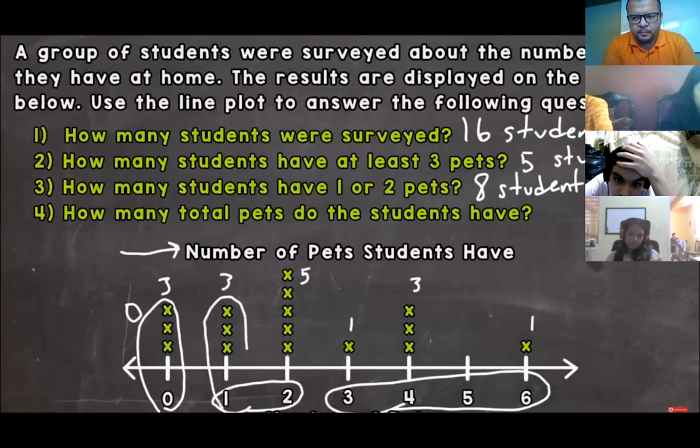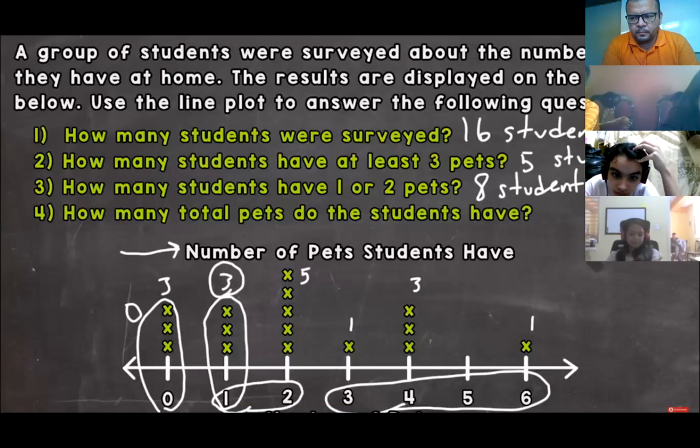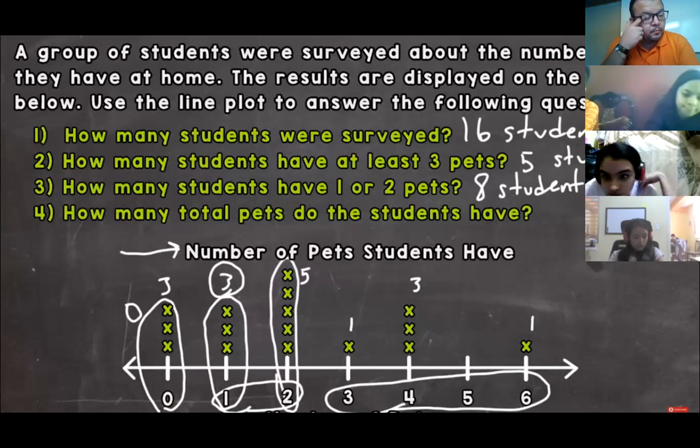Here, for 1 pet, right, we have 3 students that have 1 pet. So those X's represent a value of 1. So I'm going to circle this 3 so we know that the value of that part of the graph is 3. Now 2 pets here, we have 5 students that have 2 pets at home. So how many total pets is that? It's not 5, it's actually 10, because again, each of those 5 students have 2 at home. So this is going to be 10.